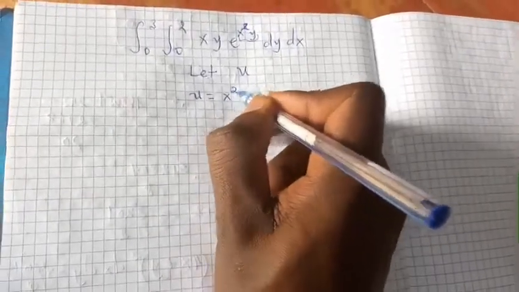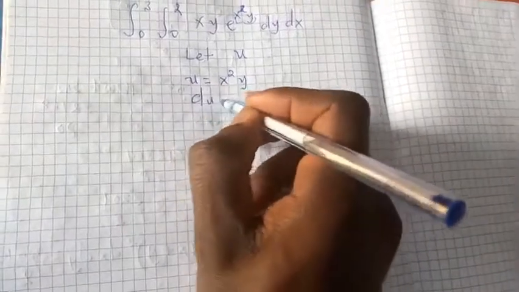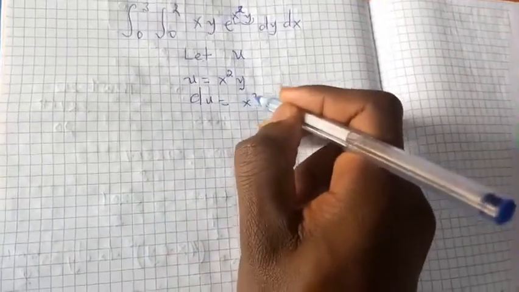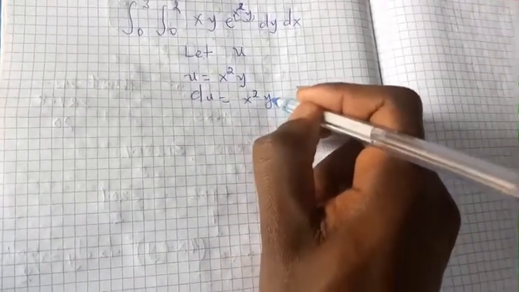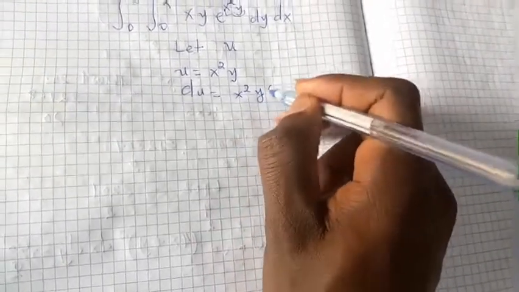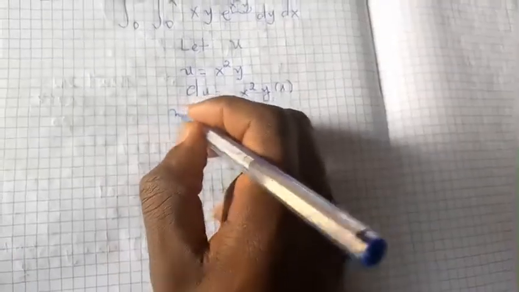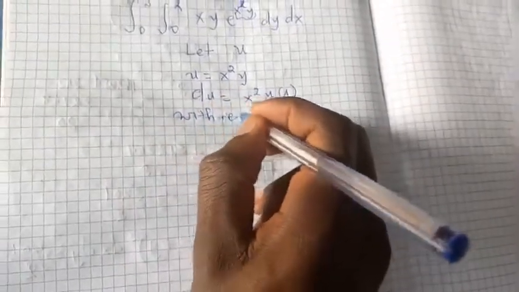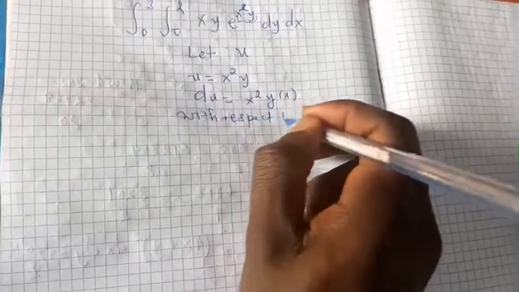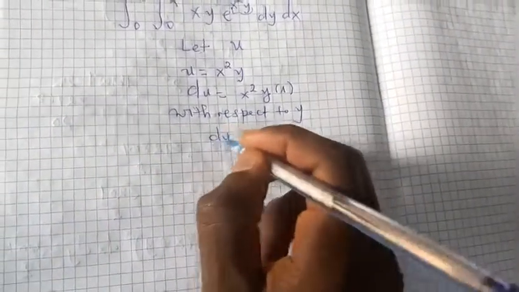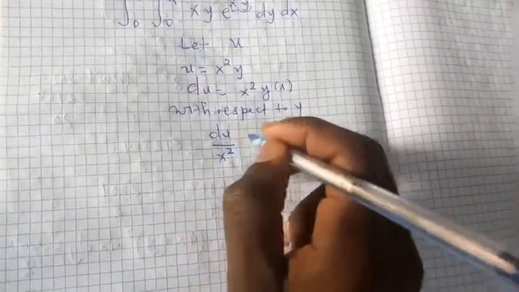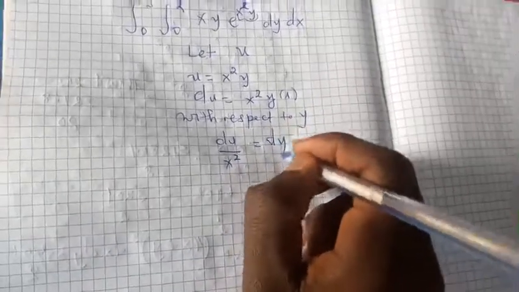Let u be equal to x squared y. Let us find du. du will be equal to x squared y times 1, with respect to y, and then du over x squared will be equal to dy.